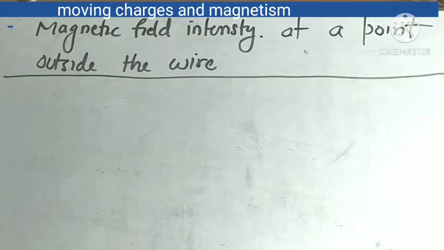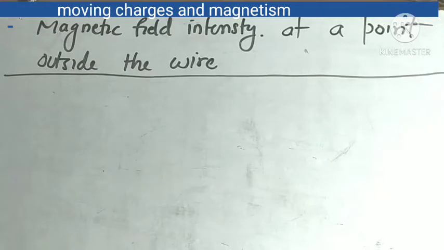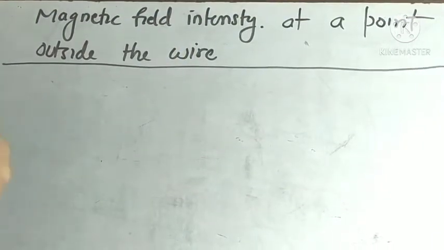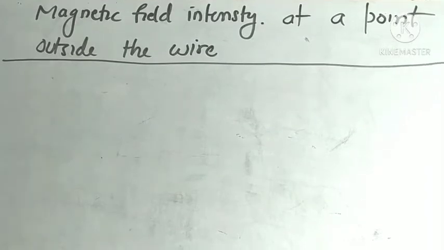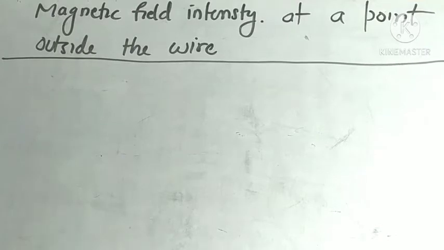Hello students, good morning. So today I am going to discuss the rest of the topics in the Moving Charges and Magnetism chapter. Today our topic is magnetic field intensity at a point outside the wire. I already discussed Ampere's circuital law in my previous lecture, so we will discuss its special cases today.